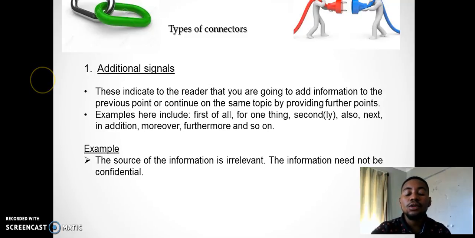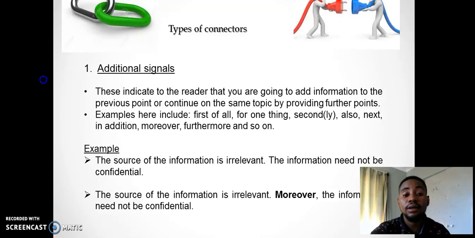Example: the source of information is irrelevant. The information need not be confidential. This sentence has no logical connection. The source of information is irrelevant. Moreover, the information need not be confidential. See, moreover here is serving to add information on the previous idea.